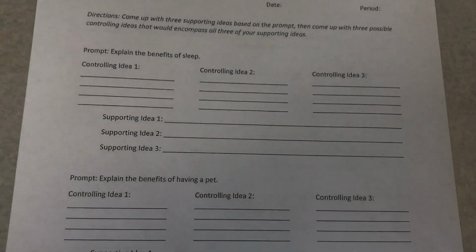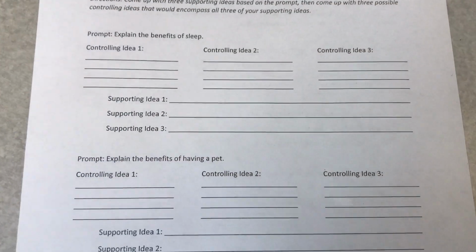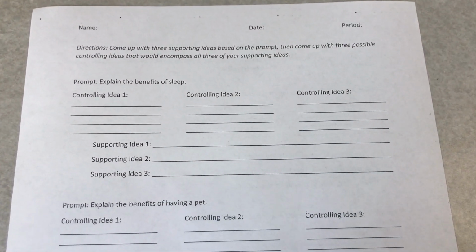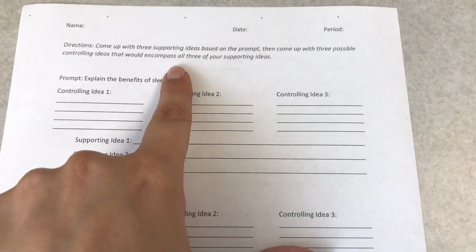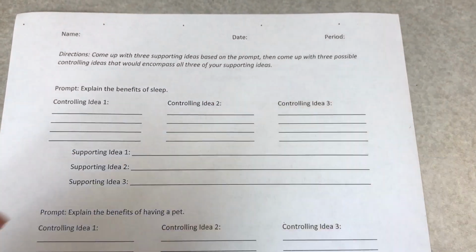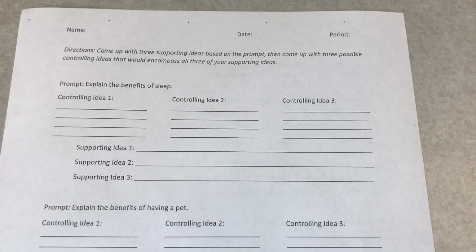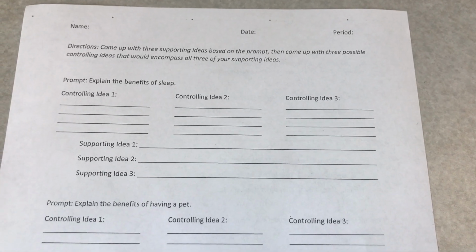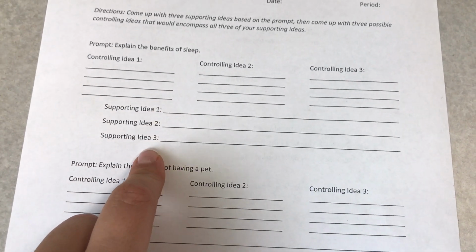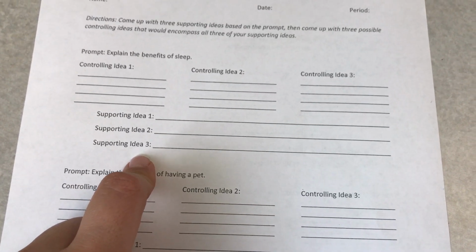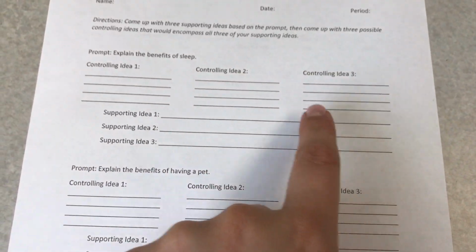And now on the back, you have a little more freedom depending on your perspective. So it says, come up with three supporting ideas based on the prompt, then come up with three possible controlling ideas that would encompass all three of your supporting ideas. So what I'm saying here is do this first, just like they were already done for you on the front side, then come up with your controlling ideas.